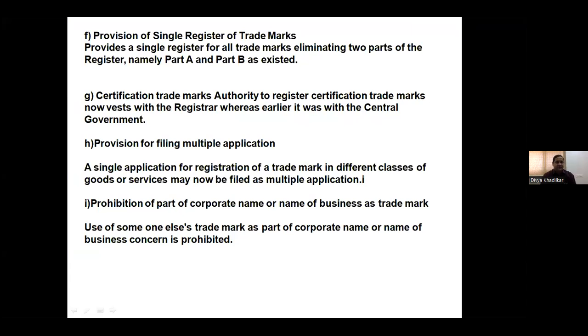Provision of a single register of trademarks provides a single register of all trademarks, eliminating the two parts, namely Part A and Part B. So in the 1958 Act, if the mark was inherently distinctive, then it would go in Part A, and if it was a descriptive mark, then it would go in Part B. But now, after the coming of this Act, there is a single register of trademarks.